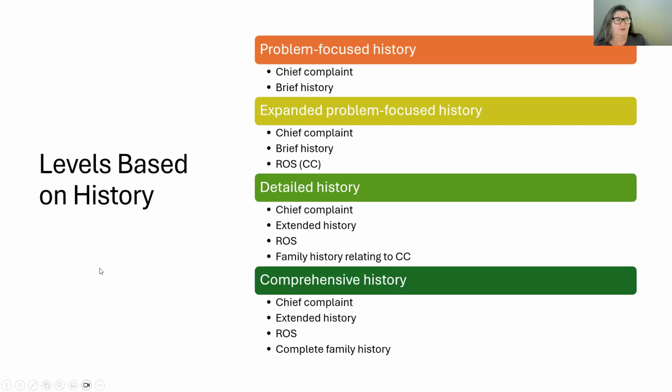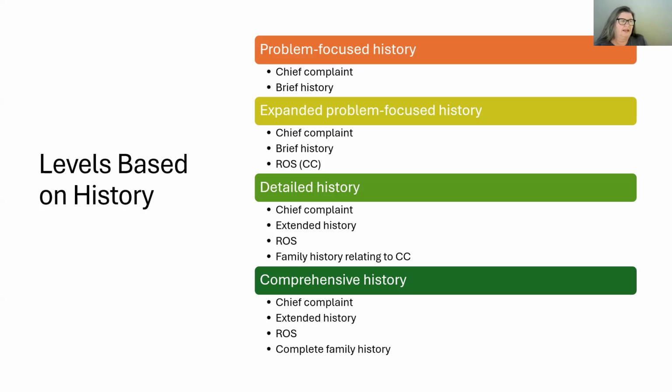There are different levels, of course, of visit codes that are based primarily on the history. At the lowest level, they call that problem-focused history, where you're just honing in or zeroing in on the chief complaint, so why they're there, and then a brief history of that current illness. An expanded problem-focused history is a little bit more involved.